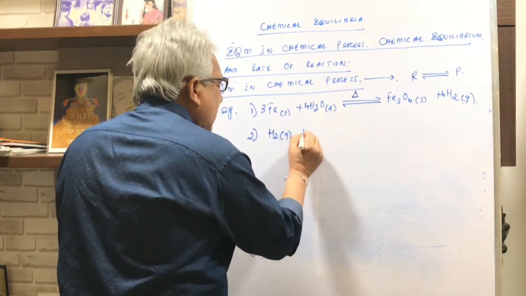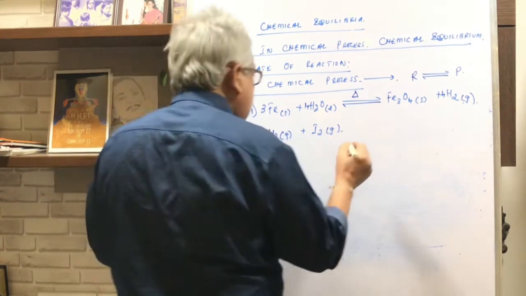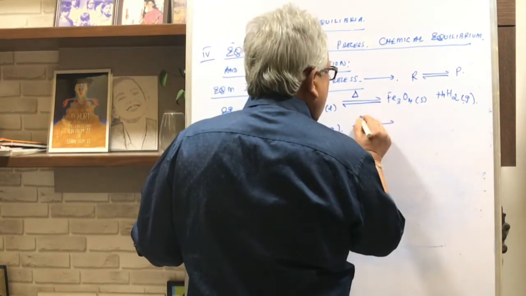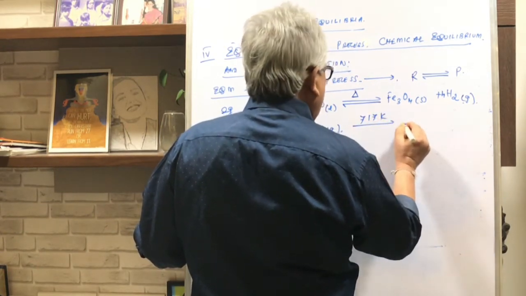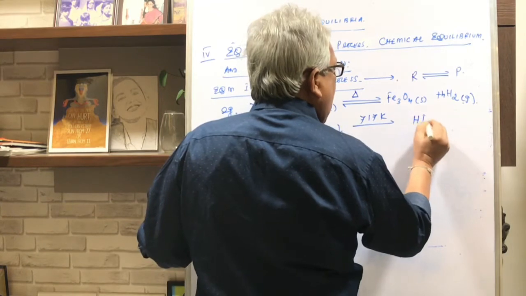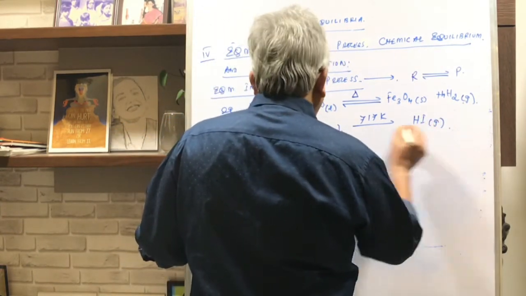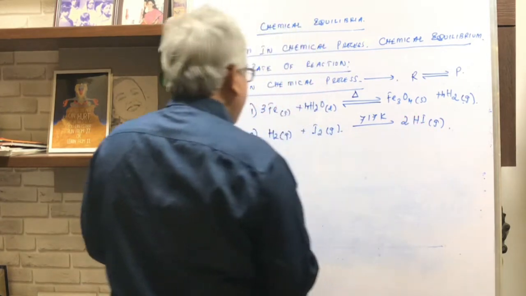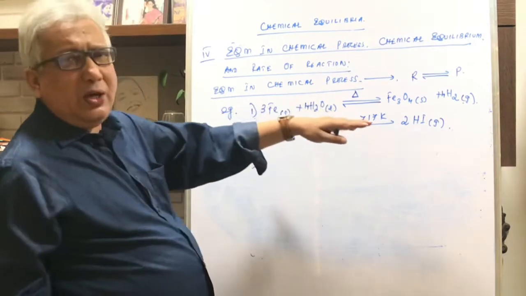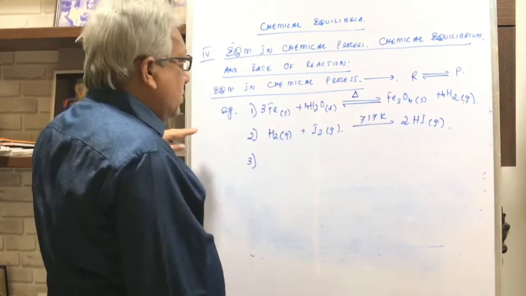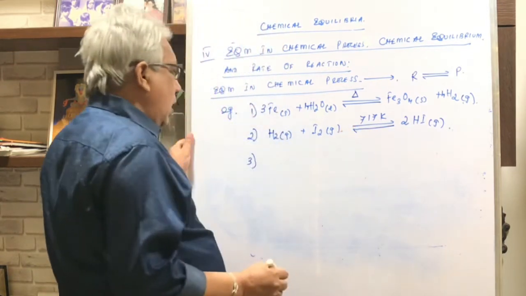The second example that I give is a very famous one, that is the formation of H2 gas and I2 gas at 717 Kelvin. They give us HI, and for the sake of balancing, I will write 2HI. So H2 and I2 react to give you HI, and HI starts decomposing and gives us back the H2 and I2.